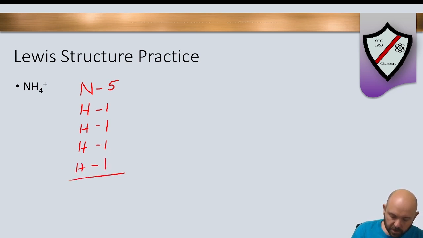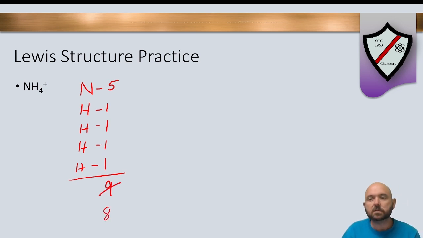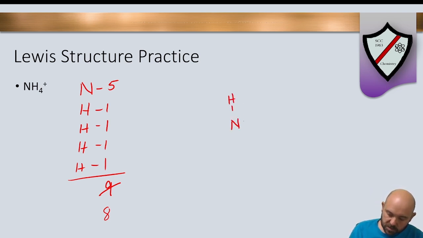And if we total that up, that's a total of 9 valence electrons. However, the positive 1 charge on this ion means 1 has been lost. So we have 8 valence electrons with which to build the NH4 molecule. The atom there that is least electronegative, that is not hydrogen, is nitrogen, of course. And we will bond each of the 4 hydrogens with a single covalent bond to the nitrogen.